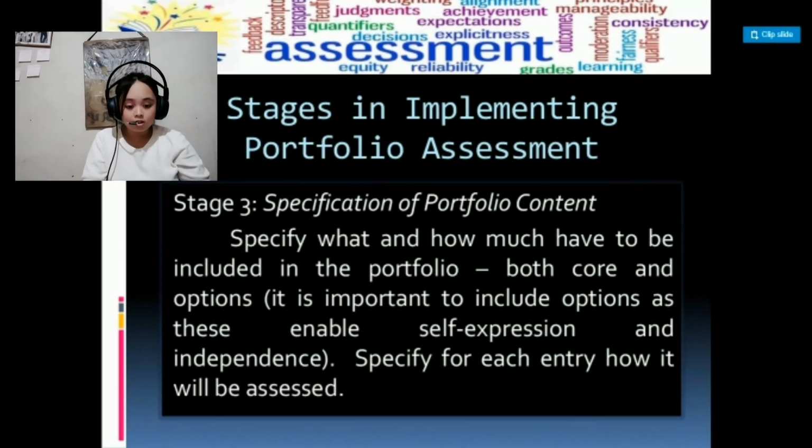So stage 3 is the specification of portfolio content. As a teacher, you have to explain what those topics are and the information they have to include related to your subject. So you have to specify for each entry how it will be assessed so that there is no confusion for the students on how they are going to create their own portfolio.